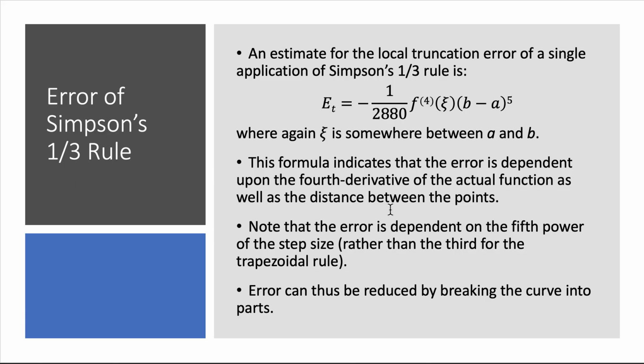The error can be similarly estimated, but now you can see that the error here is with respect to the fourth derivative of the function, and more importantly, it's also the fifth power of the interval, right? So if we reduce, let's say, the interval to half, 0.5 to the fifth is something even much smaller than 0.5 to the third. And this is an advantage that can reduce the error of these integration formulas.